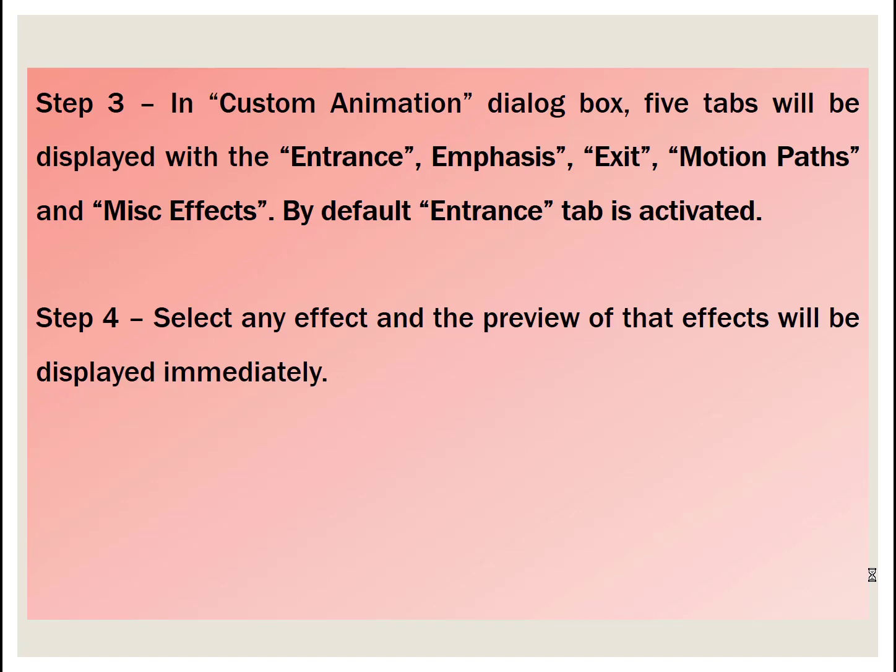Third step, in the custom animation dialog box, 5 tabs will be displayed with the entrance, emphasis, exit, motion paths and miscellaneous effects. By default, the entrance tab is activated. Step 4, select any effect and the preview of that effect will be displayed immediately. So let's do a practical.